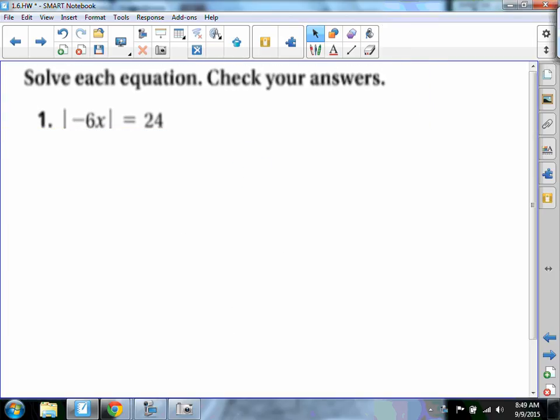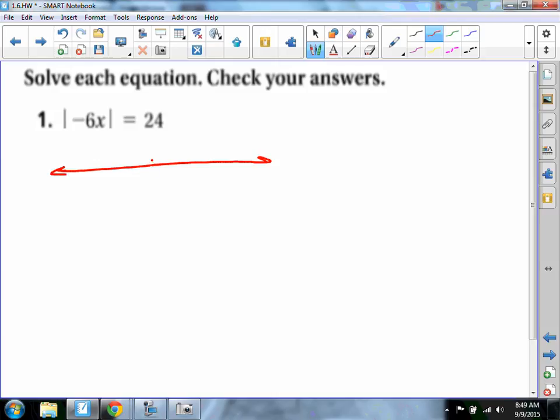So I'm going to cut each of these problems out, and one by one we're going to work through them. Number one says solve and check. So what I need to do is realize what this expression is really telling me is that the quantity negative 6x is 24 units away from 0 on a number line.